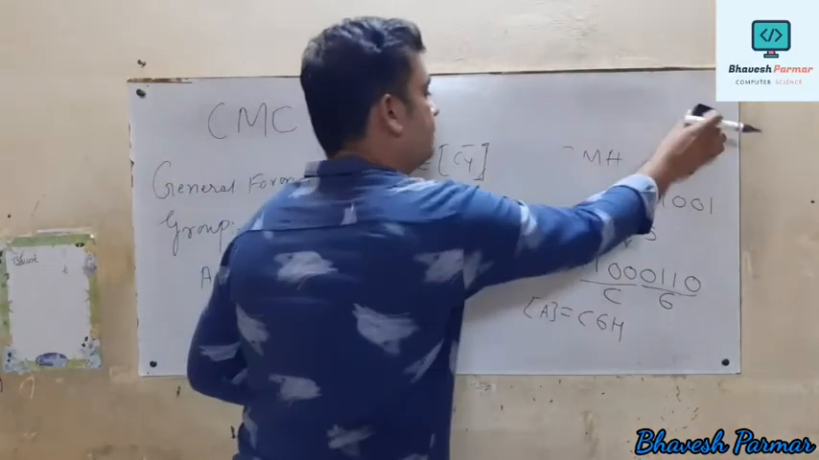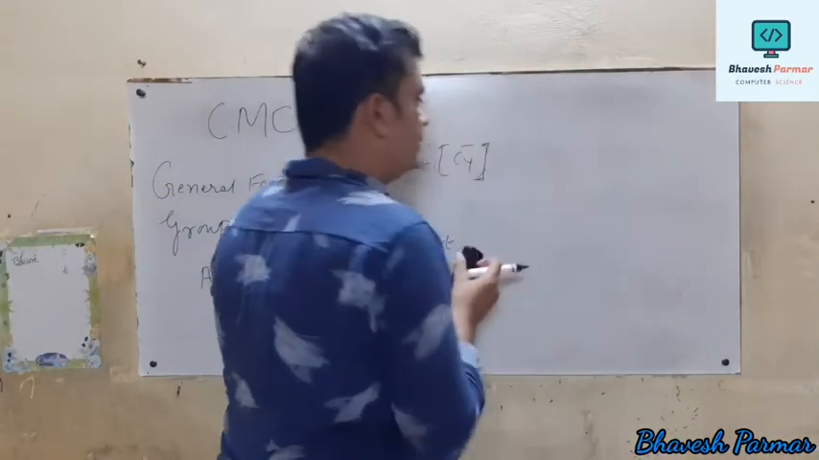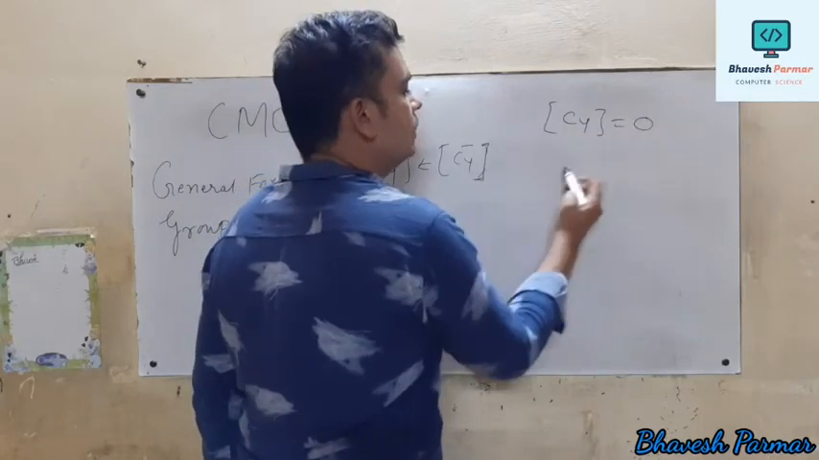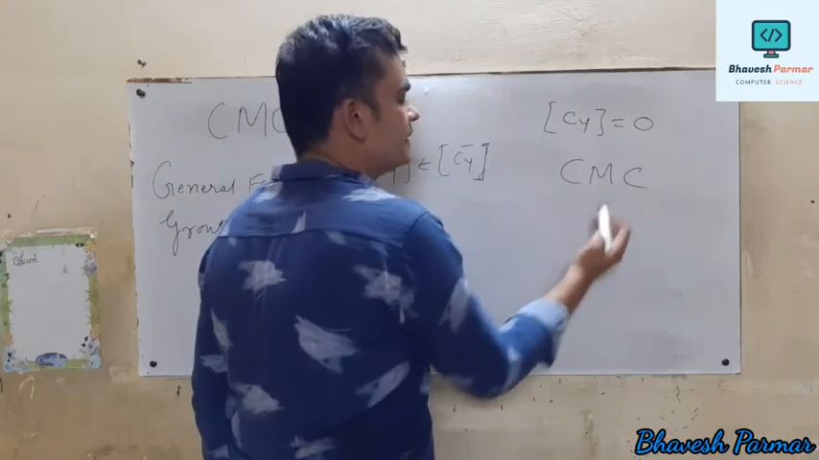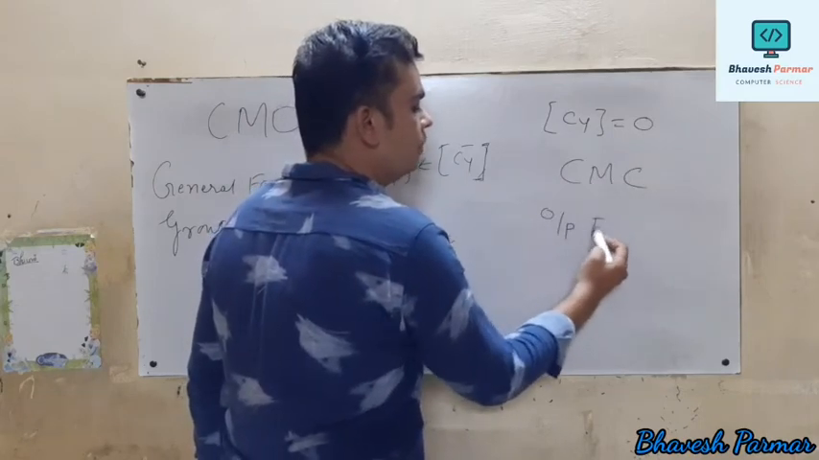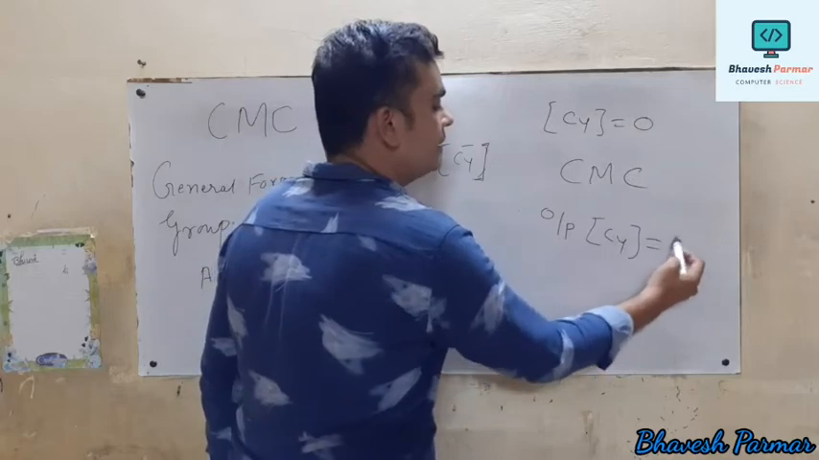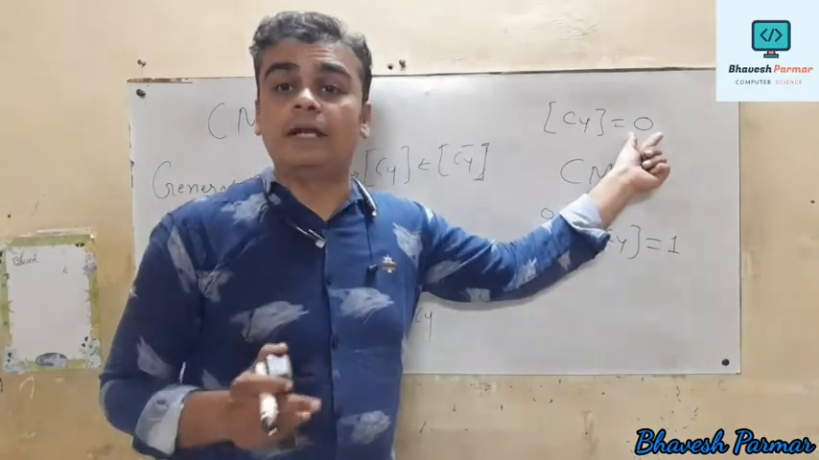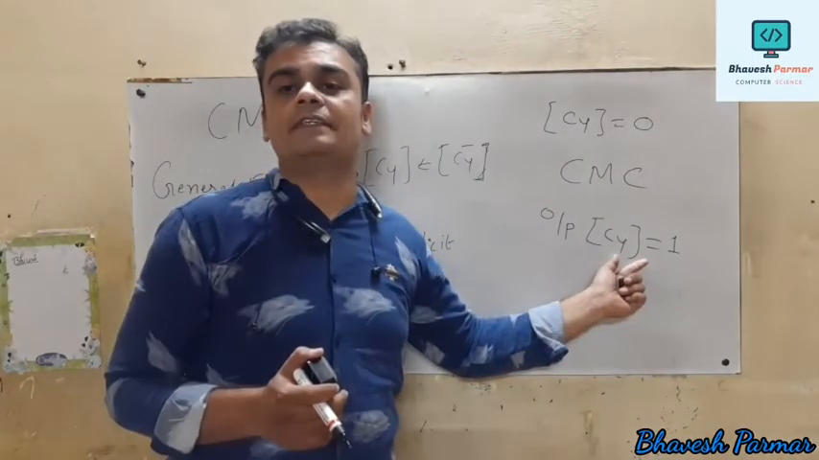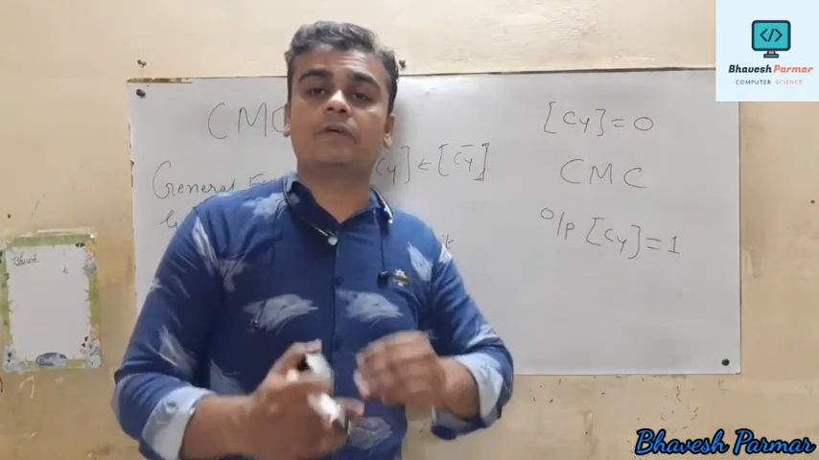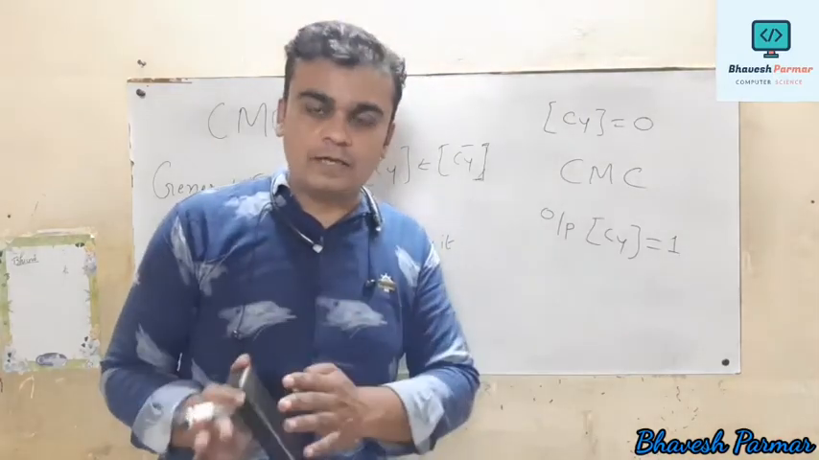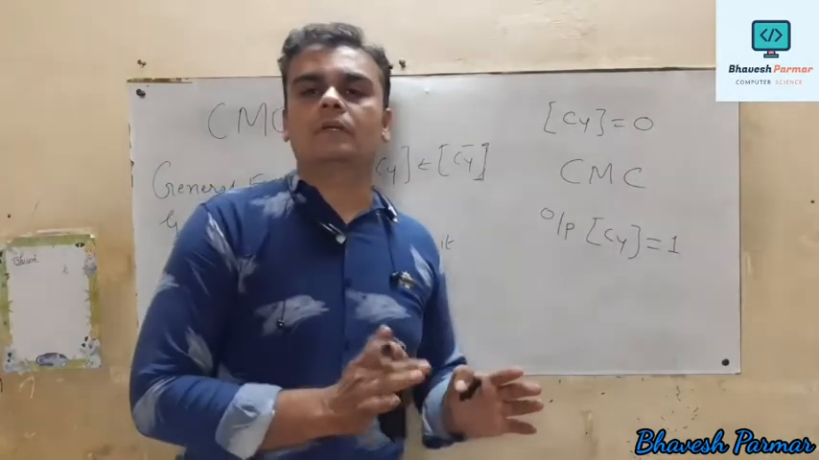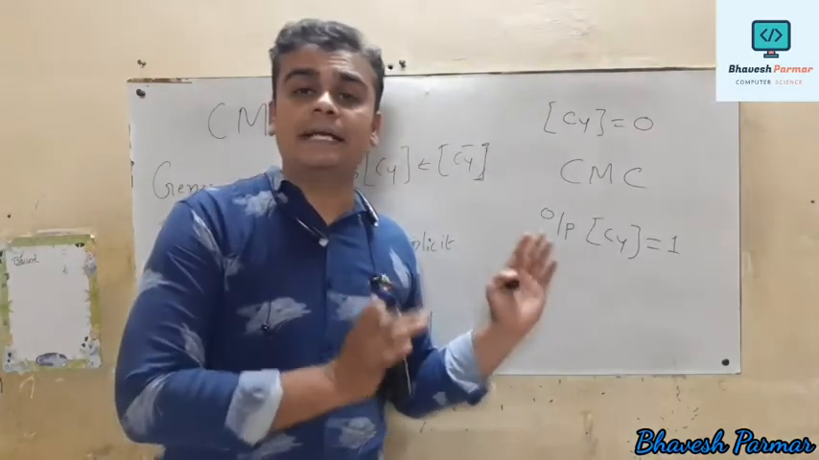Now let me take the example. Suppose here I take content of CY equal to 0, and if I write this instruction CMC, then my output will be content of CY equal to 1. What it means? Suppose if my input is 1, then what will be my output? Content of CY equal to 0. Means it will just perform 1's complement. If the input is 1, then the output should be 0, and if the input is 0, the output should be 1, and vice versa. In this way it works.